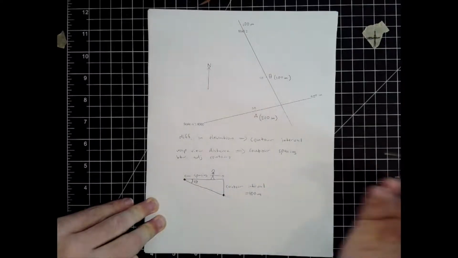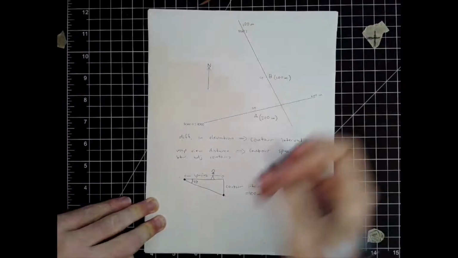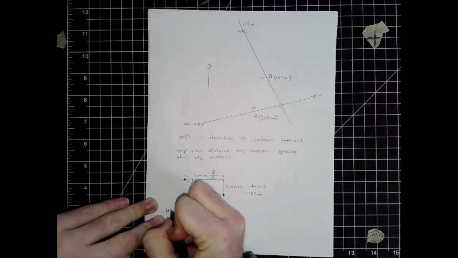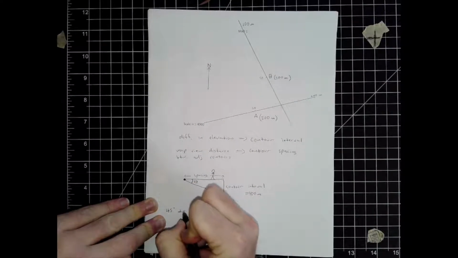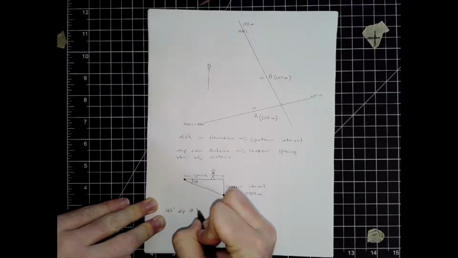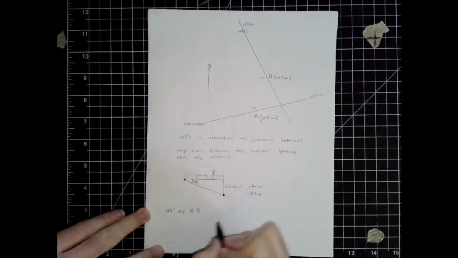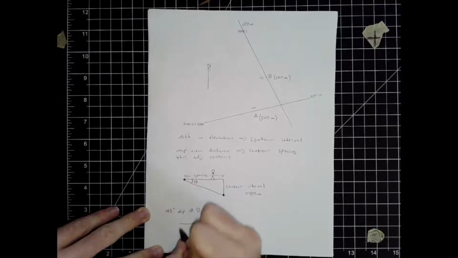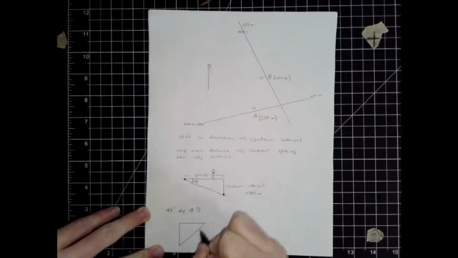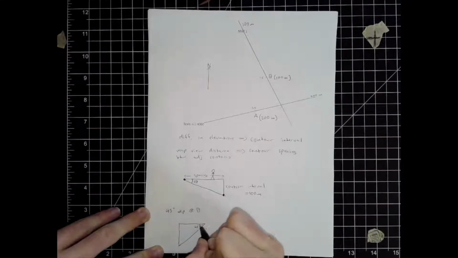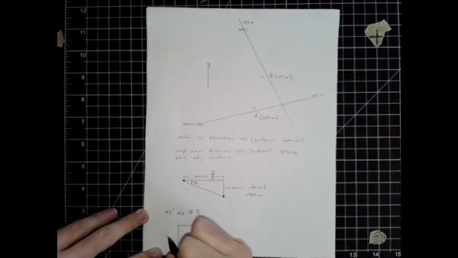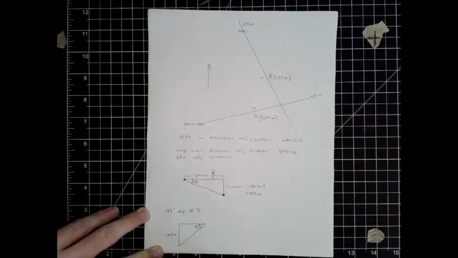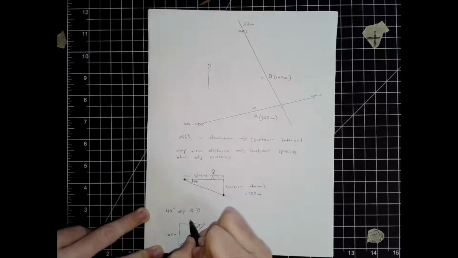So, for example, the 45-degree dip at B, that triangle would look like, I'm trying to make this look like this. The angle is 45. The interval we're going to say is 100 meters, and we want to know what this distance is.